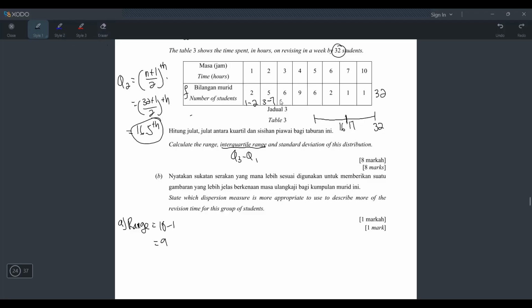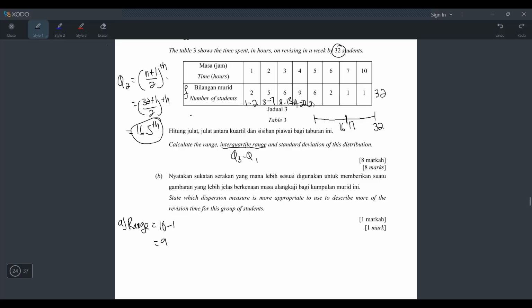What about starting from the 8th value? The 8th value is 3 already. But until where? You take 7 plus 6. What is 7 plus 6? 13. It means from the 8th number until the 13th number, they are all 3. And there are how many 3s? 6. And then the 14th until what? You take 13 plus 9, which is 22.